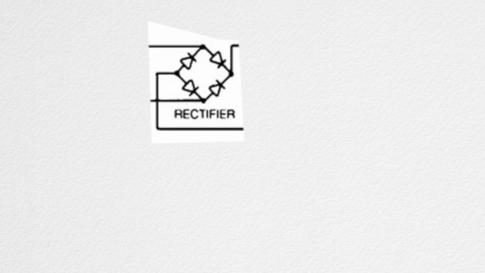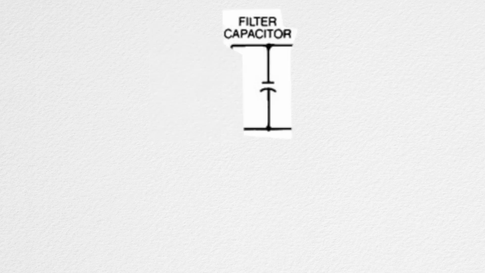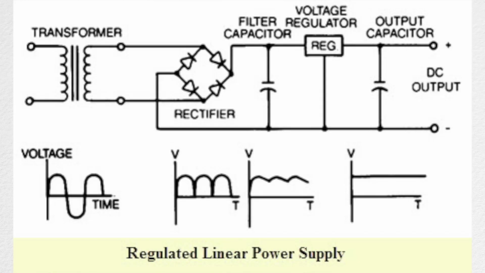Now, the bridge rectifier turns AC into DC. Then you have a filter capacitor. The filter capacitor smooths out that voltage. Then there's the voltage regulator, and we could go into that more in depth later. And then you have an output capacitor. Again, this is to smooth out the voltage. All right, now, putting it all together, you have a linear power supply.